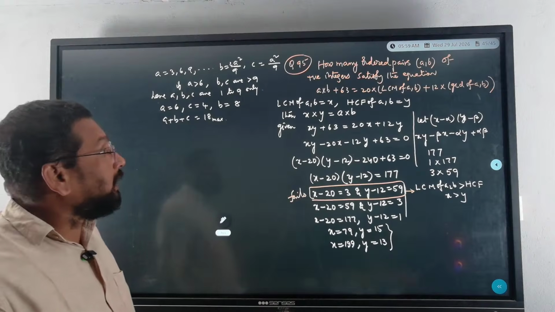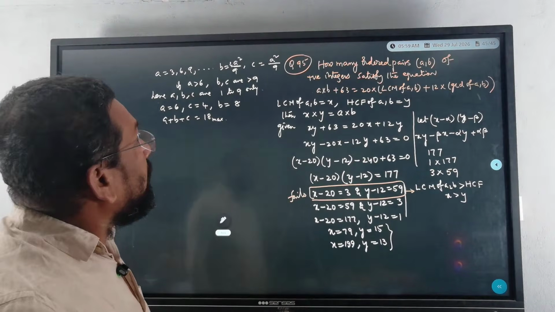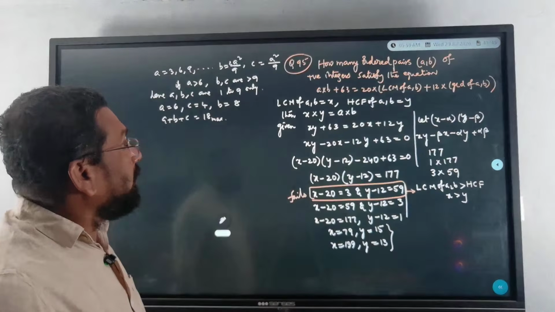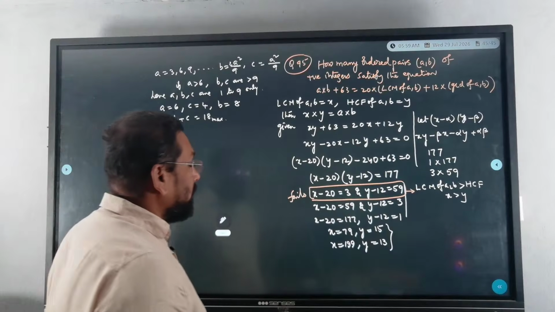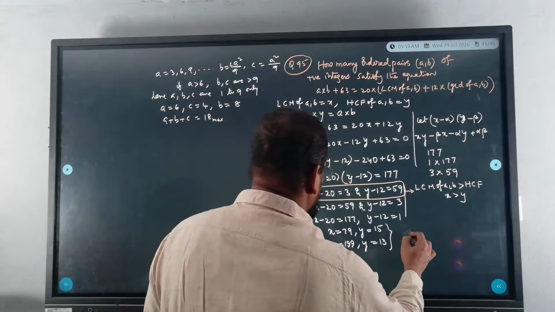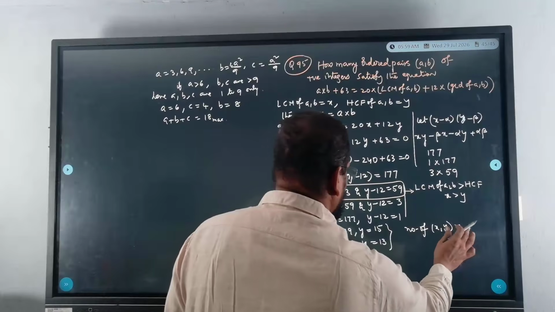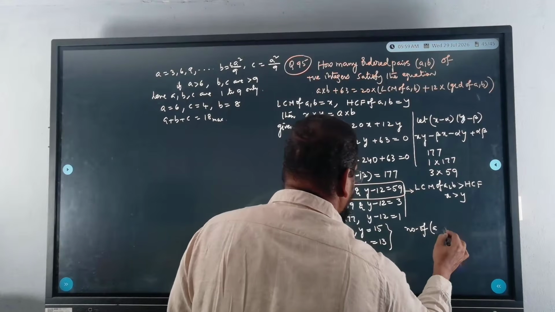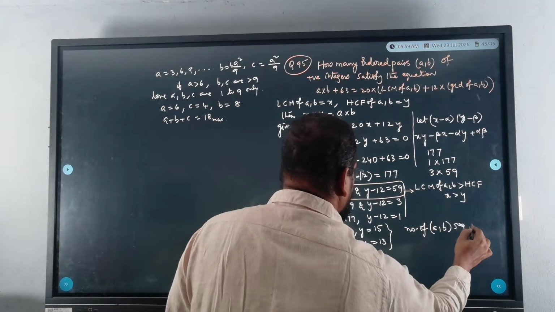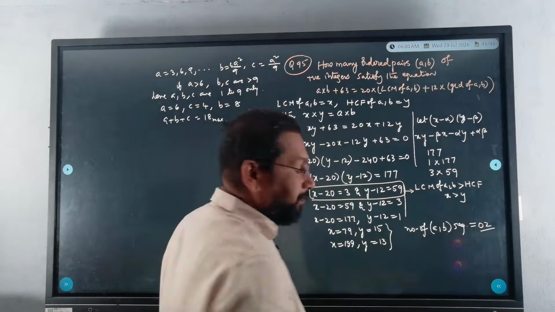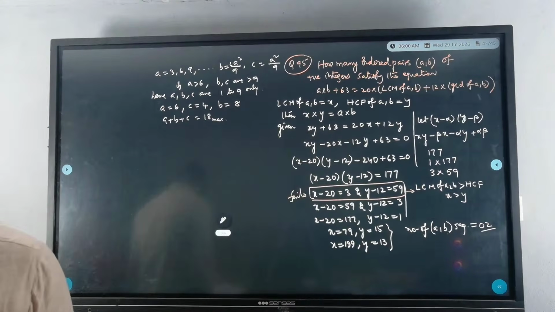So what we have to find? How many ordered pairs of A, B satisfy the integers? Okay, so two ordered pairs. Number of x, y required, number of A, B required. Write down.